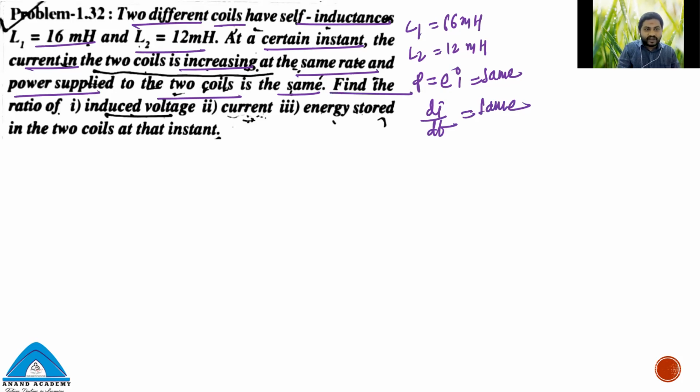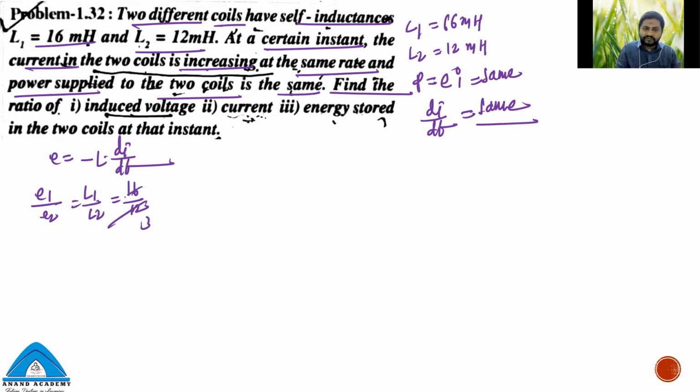Now the question is to find the ratio of induced EMF. We know induced EMF is minus L into di by dt. It's clearly mentioned di by dt is constant. So I can write E1 by E2 is equal to L1 by L2, which is 16 by 12, 4 threes and 4 fours. So the answer is 4 by 3 for the induced voltage.